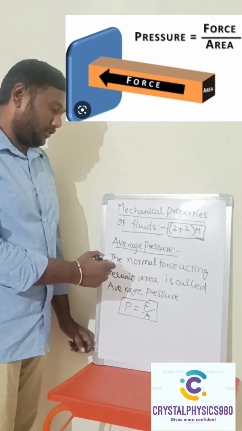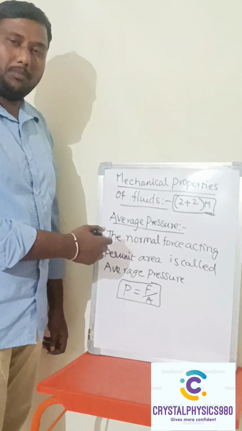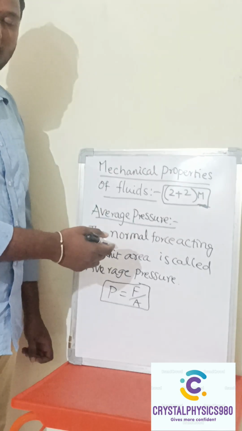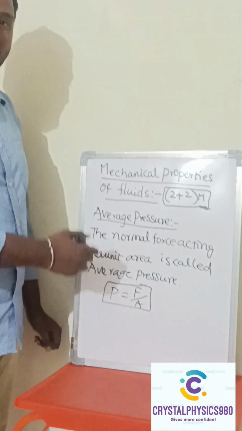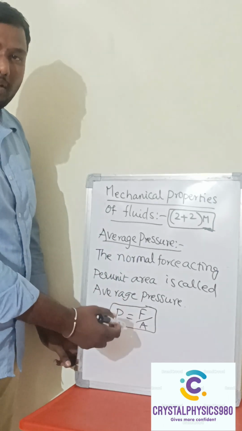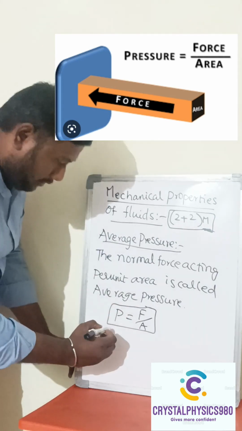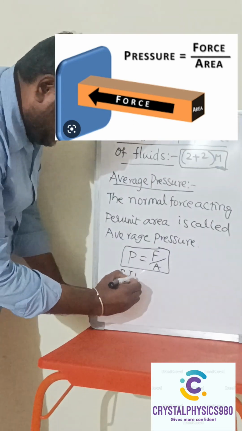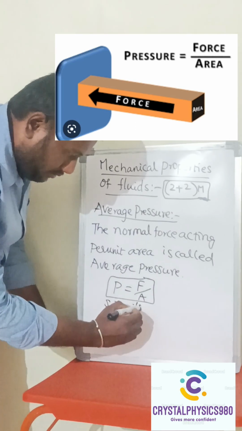Average pressure. I think everyone knows it. So what is pressure? The normal force acting per unit area is known as pressure. Let me write the formula: pressure is equal to force by area. We have to write the SI units of pressure. So what are the SI units?